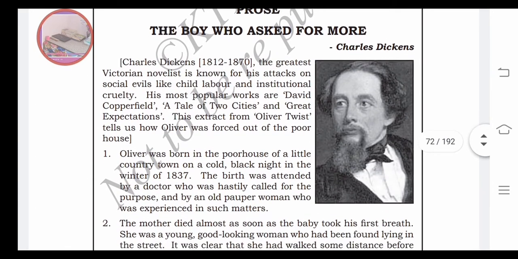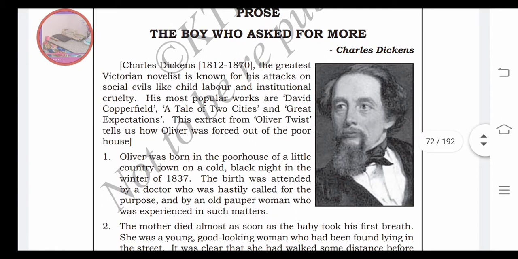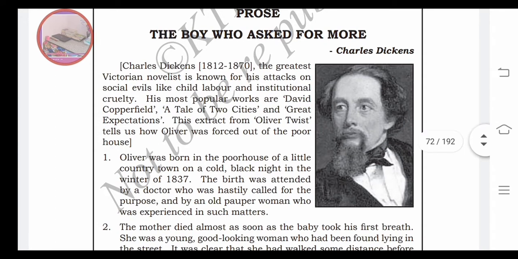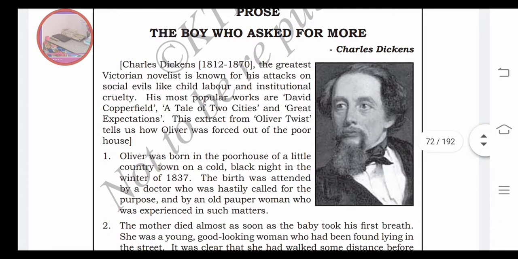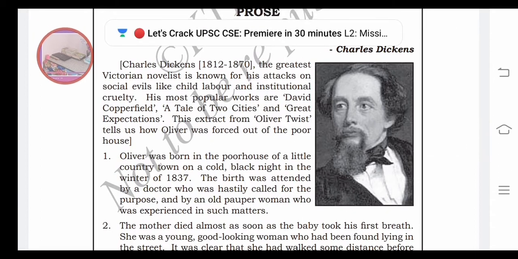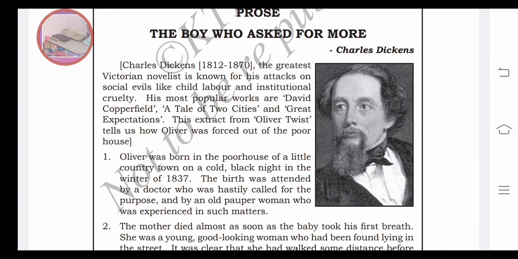Okay, now back to the class. Here we are going to learn about Charles Dickens. First of all, Charles Dickens was a Victorian novelist and is also known for his attacks on social evils, in the sense of child labor in India, untouchability in India, the caste system. He used to fight like that. That's called social evils. Then he mentioned institutional cruelty, like in the hostels, how the teachers are. I'm not saying all hostels are the same, it depends on their behavior. In schools also a lot of children face problems.